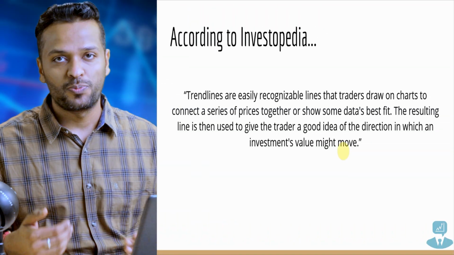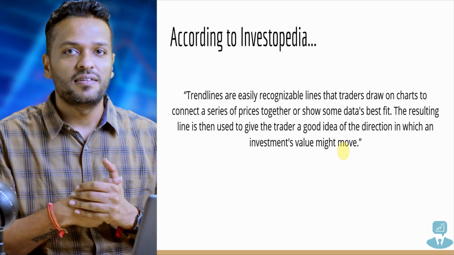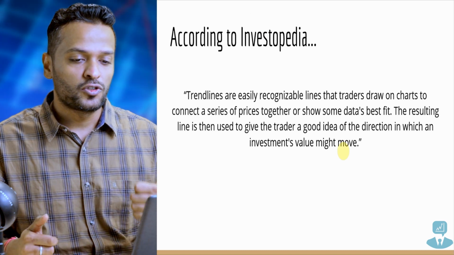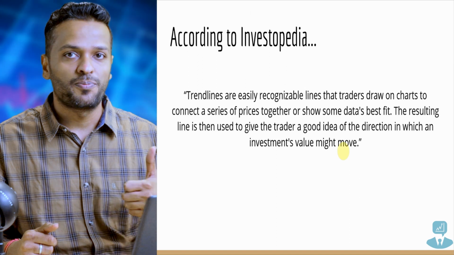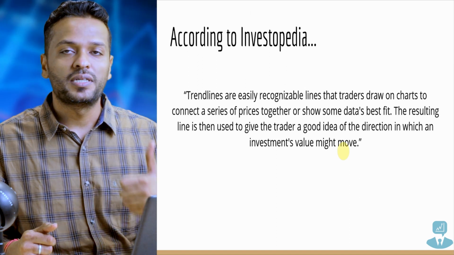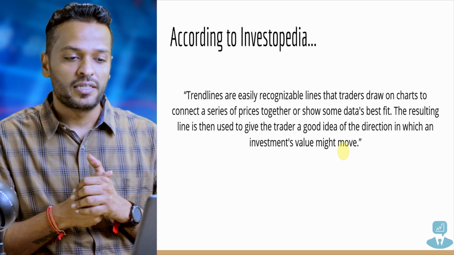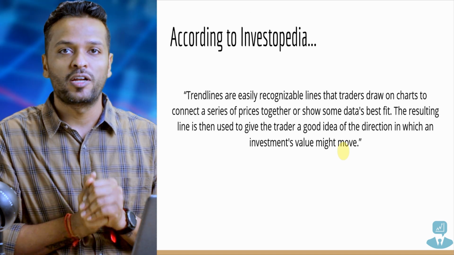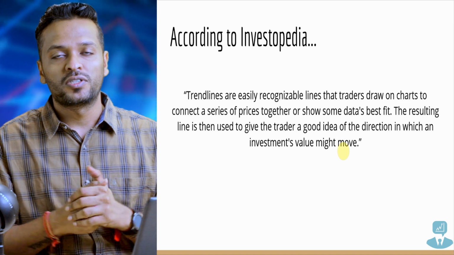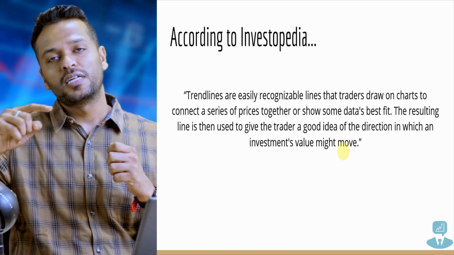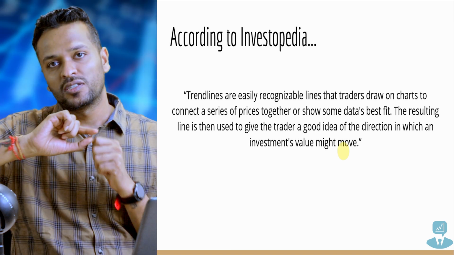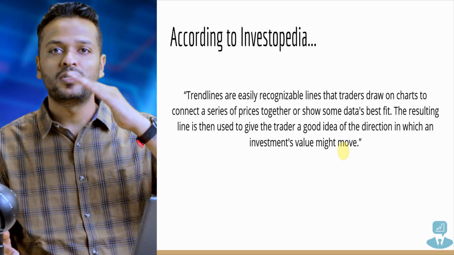So according to Investopedia, trend lines are easily recognizable lines that traders draw on charts to connect a series of prices together or show some data which best fits. The resulting line is used to give the trader a good idea of the direction in which an investment value might move in. So in simple words, trend line would simply mean connecting points which are in tandem or which are in a certain direction. It could be up, down or a straight line.